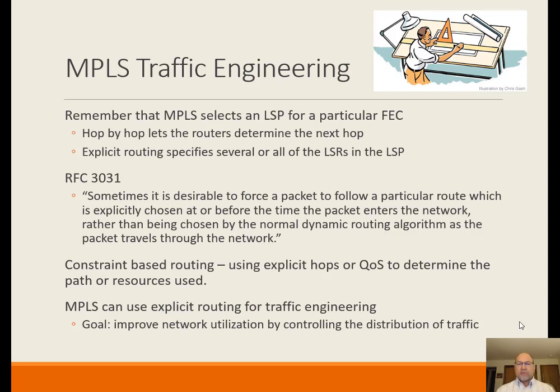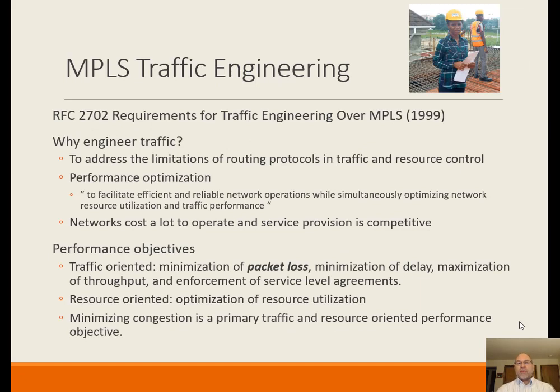And so right from RFC 3031, we have something like this. Sometimes it's desirable to force a packet to follow a particular route, which is explicitly chosen at or before the time the packet enters the network. That's traffic engineering. This is also related to a concept called constraint-based routing that says, listen, I want you to use these particular resources or follow this particular path. So this brings up the question, why would you want to do that?